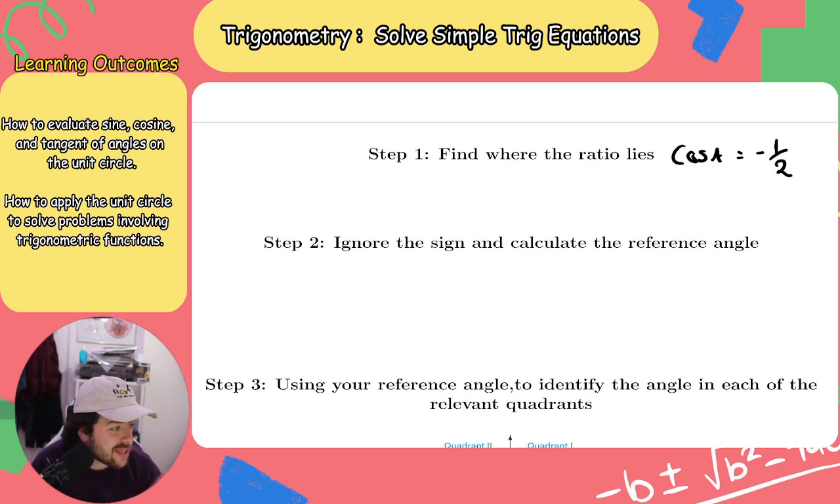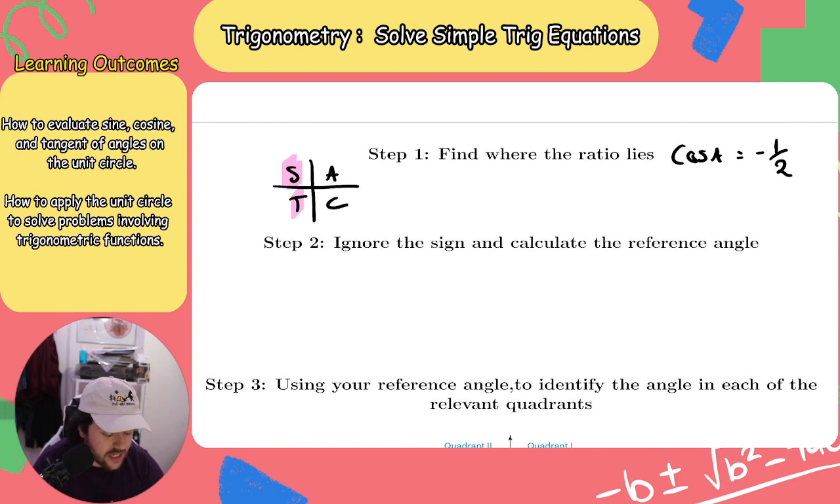So my cosine ratio is going to be negative. And if you remember Sex and the City, well, cosine is negative in the second and third quadrants, right? So in the second and third quadrants, it is negative.